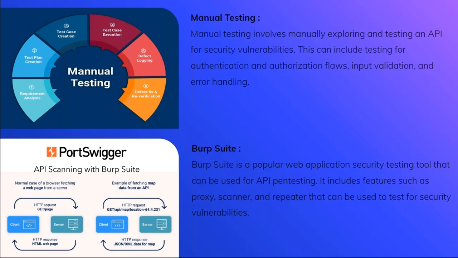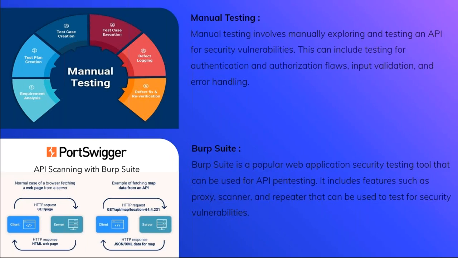Next, I will explain about Burp Suite. Burp Suite is the most popular web application security testing tool, and it can be used for API pen testing. It is commonly used for web applications and especially for some APIs. It also includes features such as proxy, scanner, and repeater that can be used to test for security vulnerabilities.